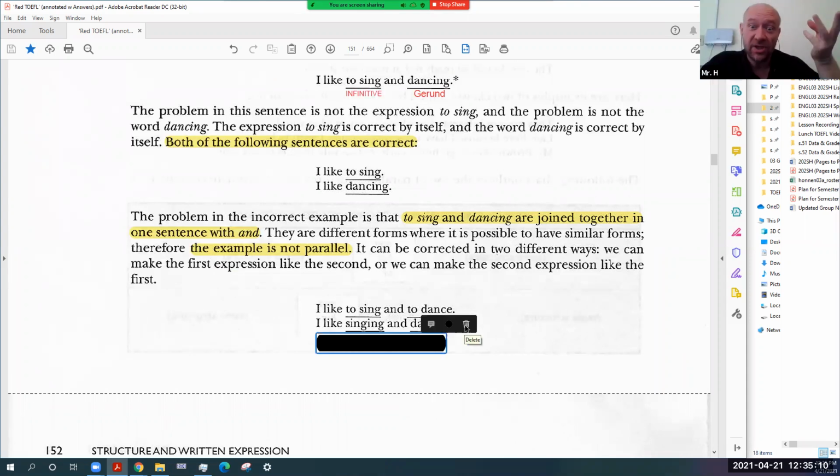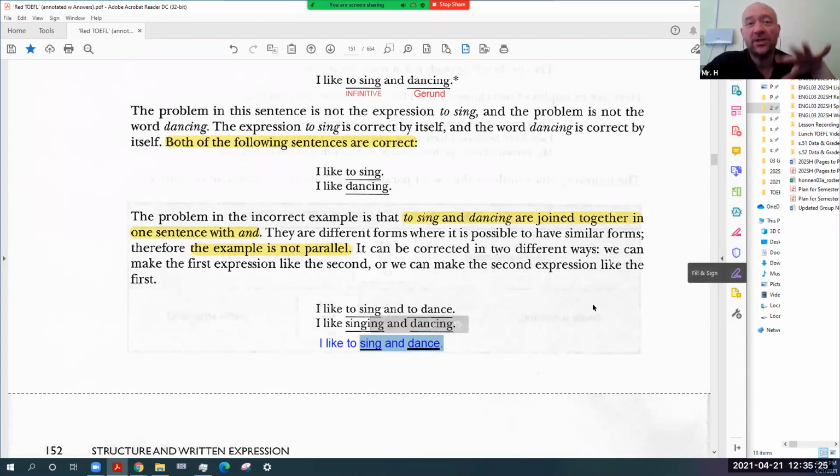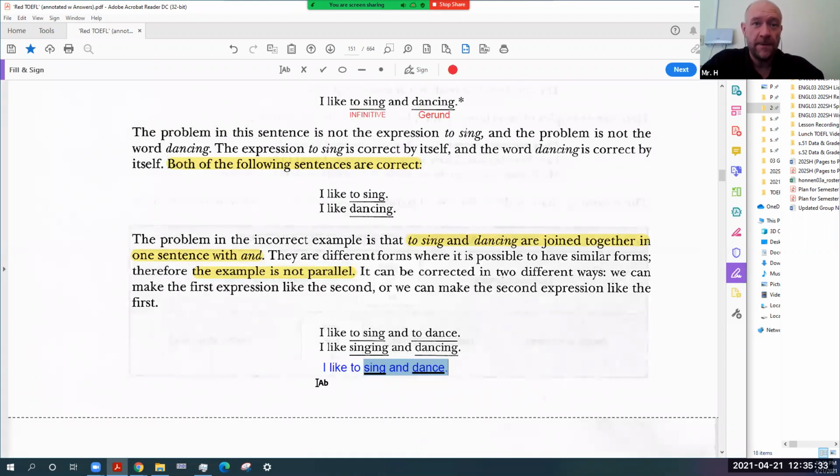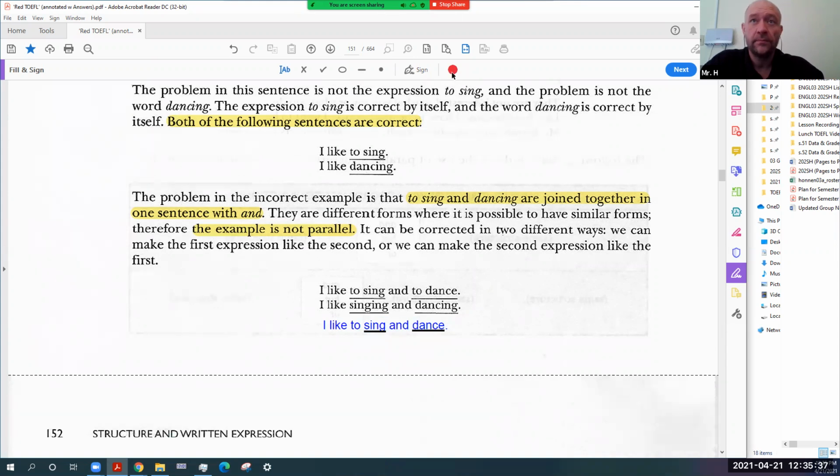Well, that's actually another possibility. That's also possible, but sometimes we just say, I like to sing and dance. I like to sing and dance. But you're right. You can also say, I like to sing and I like to dance. This is also possible. It's a very good point. So let me add that in.